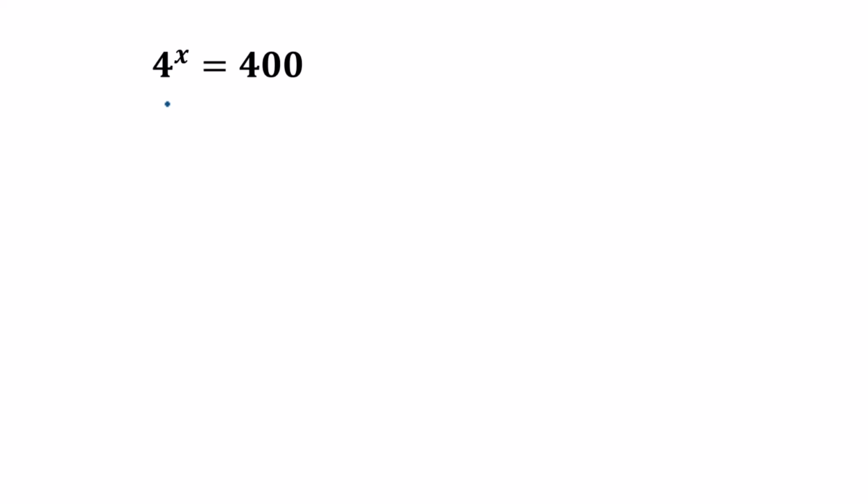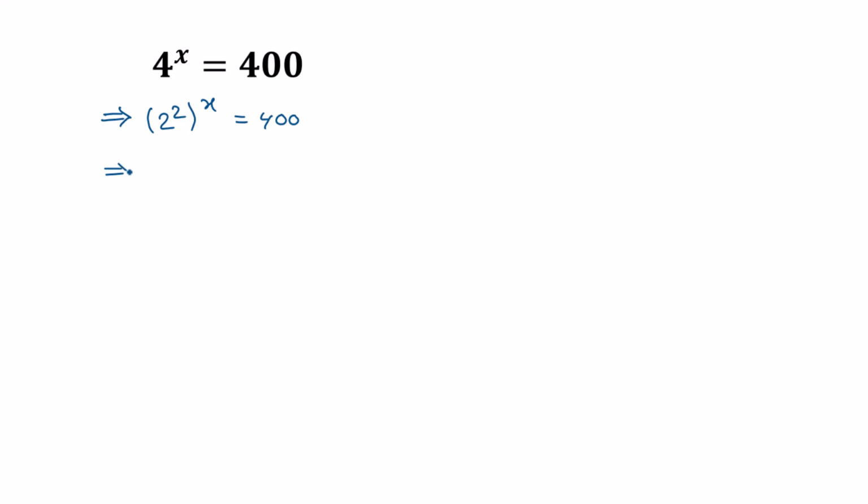Hello everyone. In this video, I am going to find the value of x where 4 to the power x is equal to 400. We can write this 4 as 2 squared. This is 4, and the whole thing to the power of x is equal to the right side, 400.